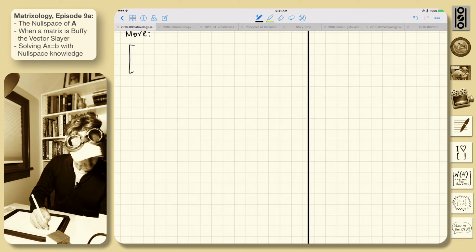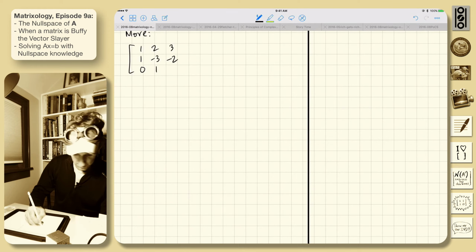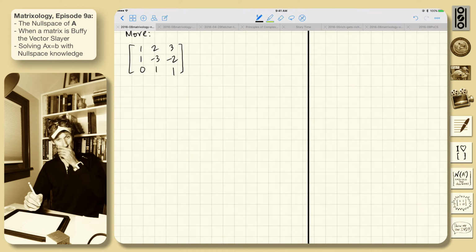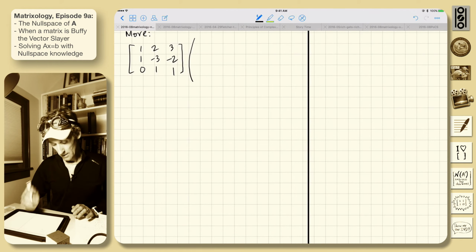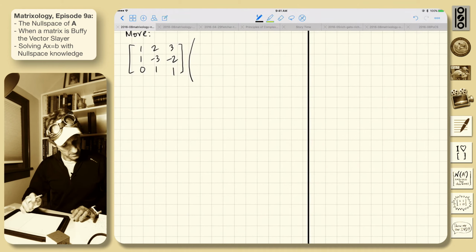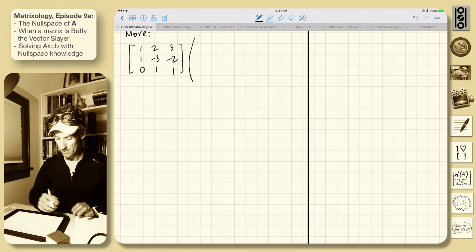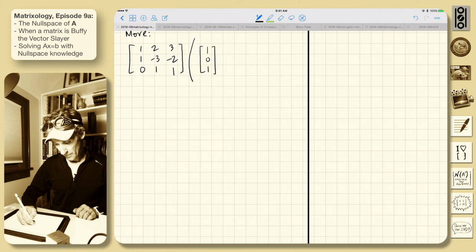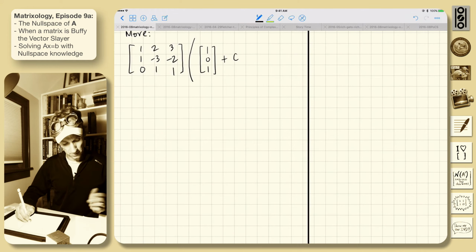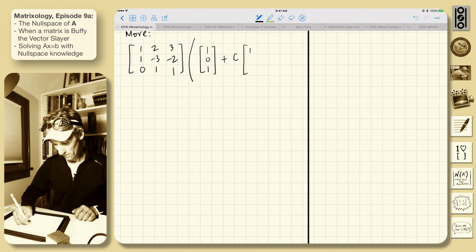Right, here's our A: (1, 1, 0), (2, minus 3, 1), (3, minus 2, 1). That's our A. Stop the yelling and being too excited. Just calm down. It's going to be okay. So we've got this A, and we're going to add these two pieces together. We're going to say, all right, (1, 0, 1), plus any multiple, very excitingly, of (1, 1, minus 1).